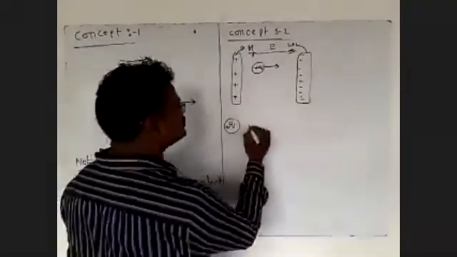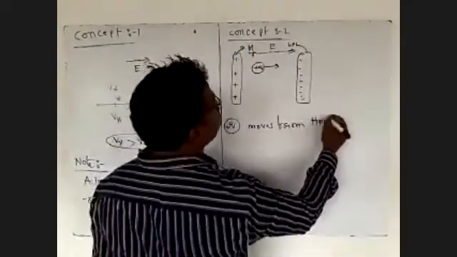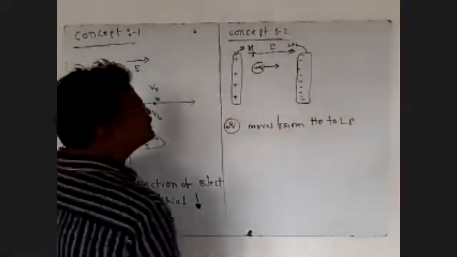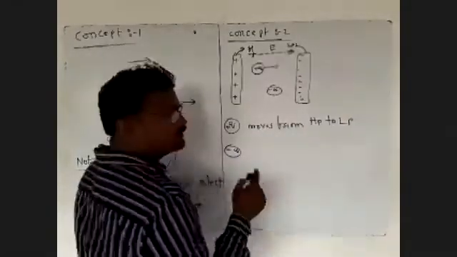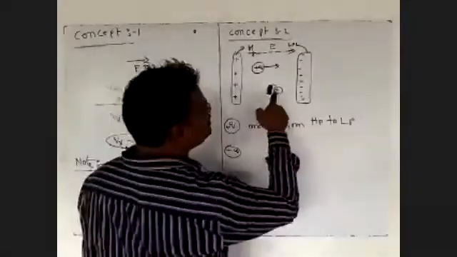Positive charge moves from high potential to lower potential. Suppose, for example, a negative charge is placed in a uniform electric field. This is a negative charge.